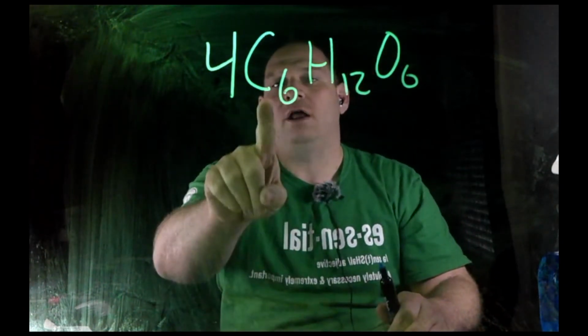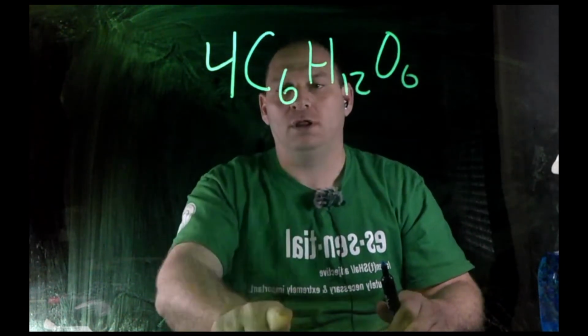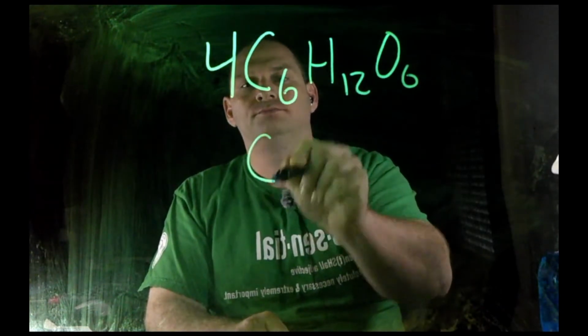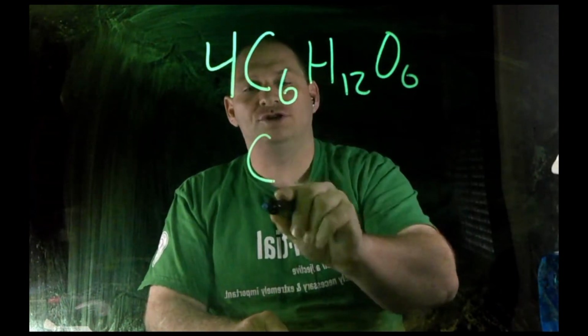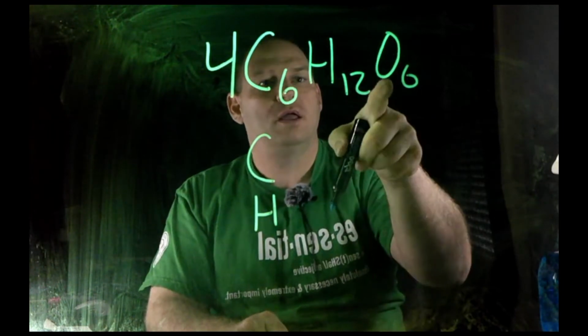We start off by writing our unique elements down below. I have carbon, hydrogen, and oxygen.